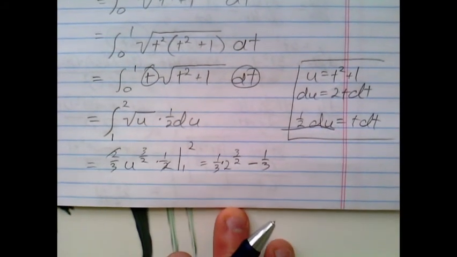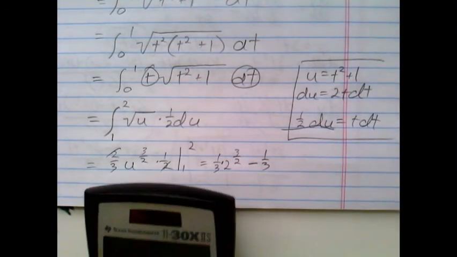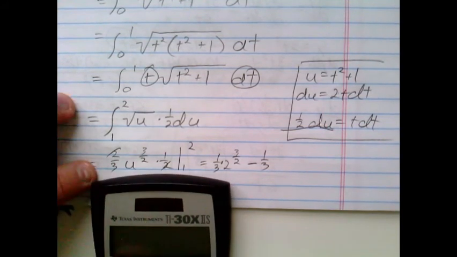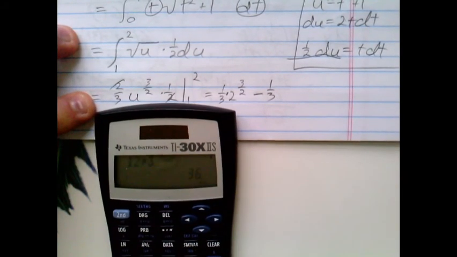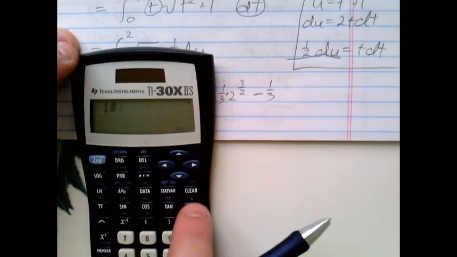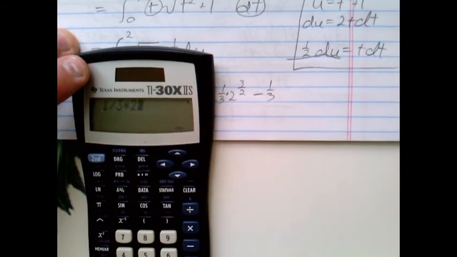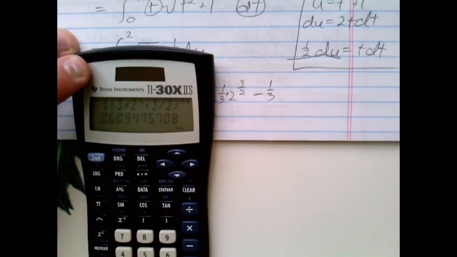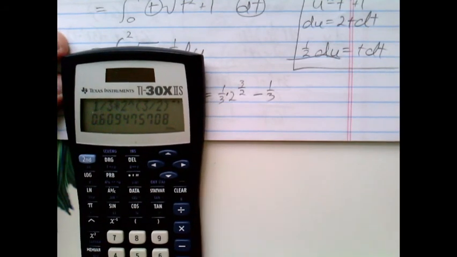Alright, well at that point you could plug that into your calculator and get a decimal, which I think is what I'm going to do, because it's after 5 on a Friday and I think I'm ready to wrap this up. And there's still another example to do. Let's use the calculator. 1 divided by 3 times 2 to the 3/2 minus 1 divided by 3. That is approximately 0.609 and change.